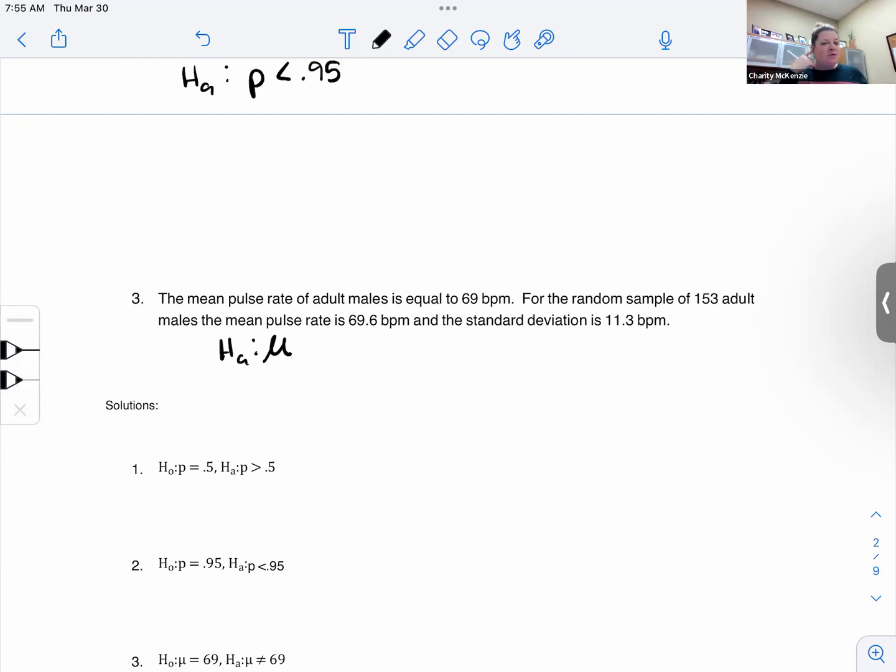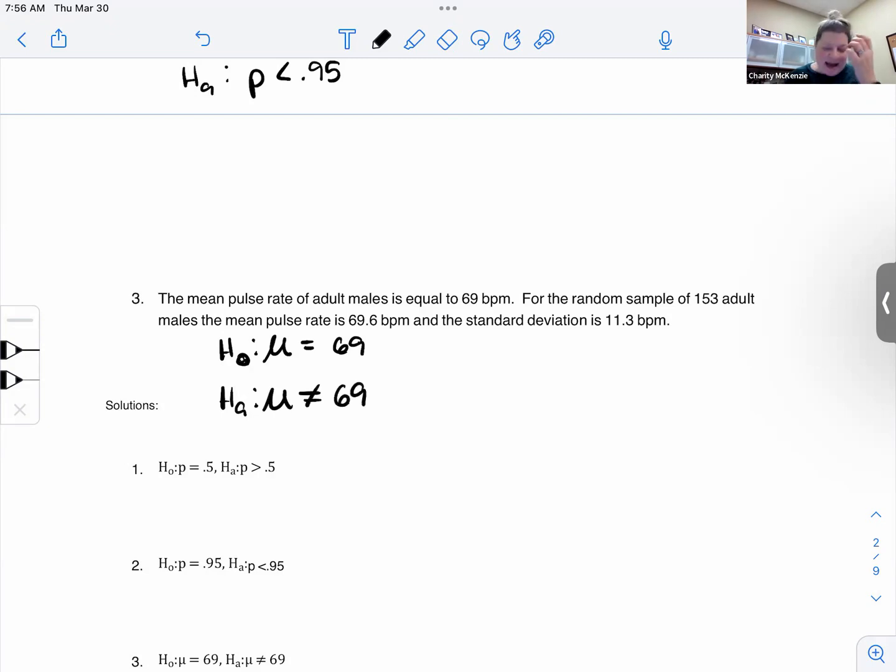And so this is a mean pulse rate of adults is equal to, that's our claim, is equal to 69. Oops, this should be an O, not an A. That is our claim. So that's what we're going to use on our hypothesis testing, setting up piece. And our alternative would be not equal, because it doesn't say less than, greater, fewer, more. None of those words are in there. It just says the mean pulse rate of adults is 69. So it could be below, it could be above. So we state that one with the not equal.